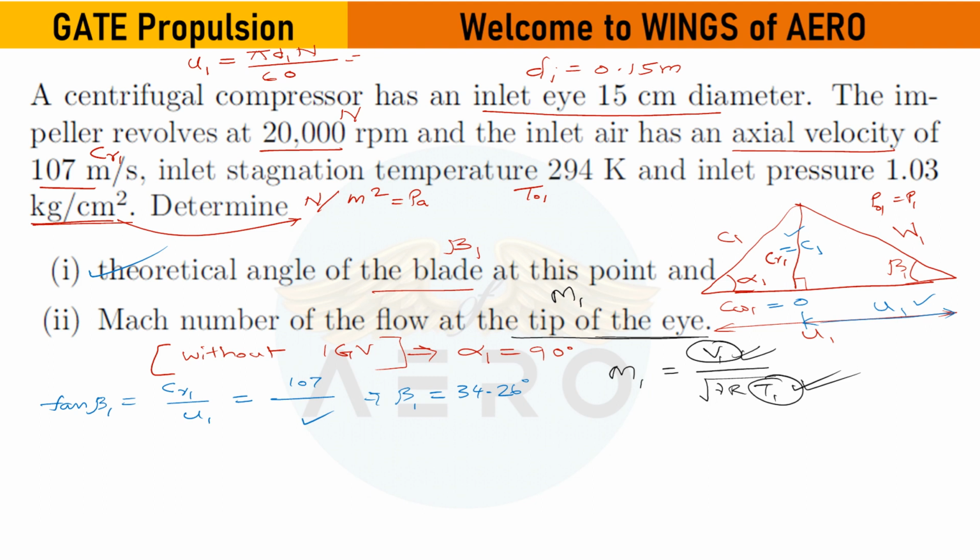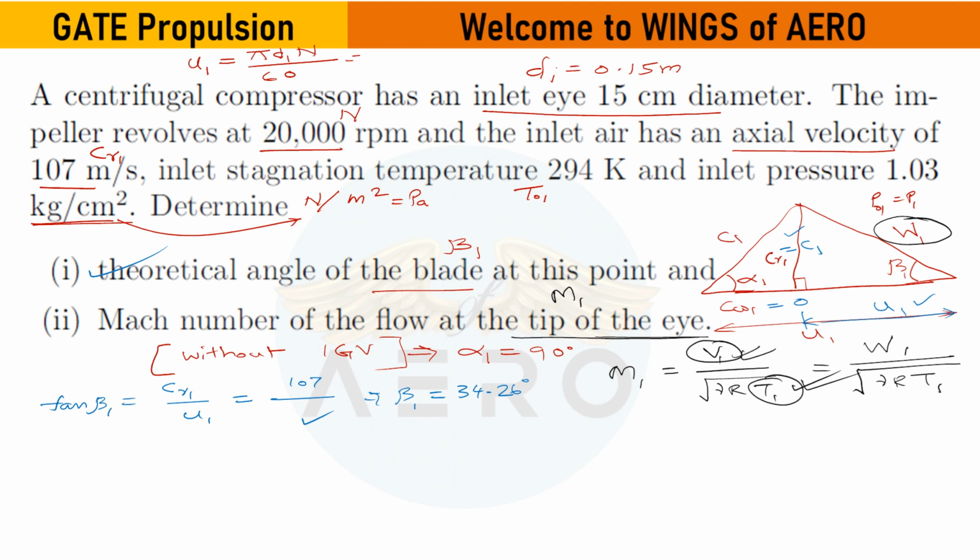Relative, exactly. Because what is the concept? When the flow is entering the impeller blade, it will be relative, and when it's expelling out, it will be axial. So here we have to use W1 by gamma R T1. This is a formula. Do you know what W1 is? How can you find W1? It is not known, so you can use the concept from beta 1.